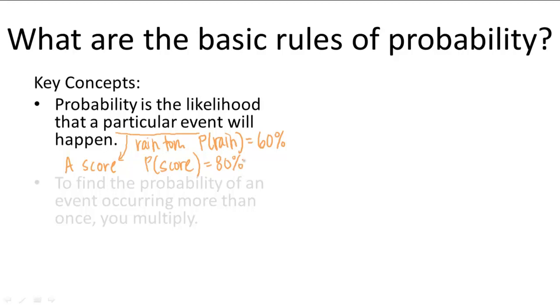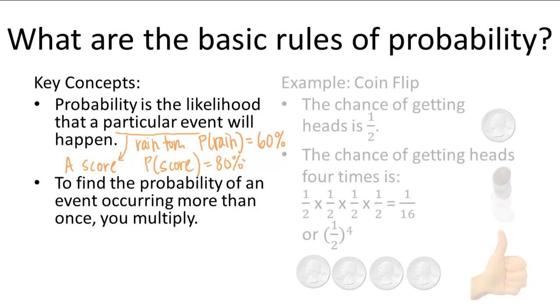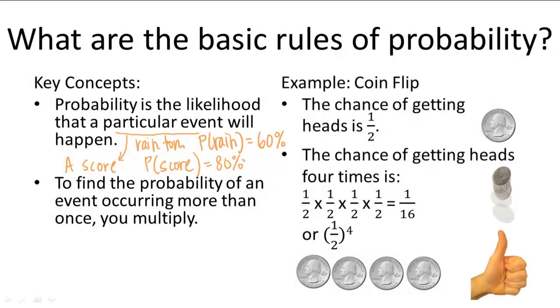Now, what if you want to calculate the probability of an event occurring multiple times? You multiply. So let's start with a simple example first. When you flip a coin, the probability that it lands heads is a half, or 50%, and if you want to calculate the probability of getting heads 4 times, you multiply a half by itself 4 times. So 1/2 times 1/2 times 1/2 times 1/2, as shown here, which equals 1/16. Or if you want to simplify it, you can just write 1/2 to the 4th power, like here.